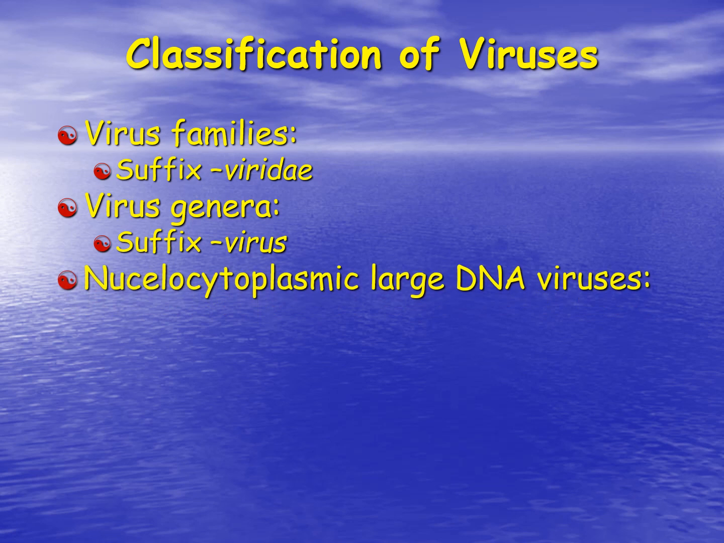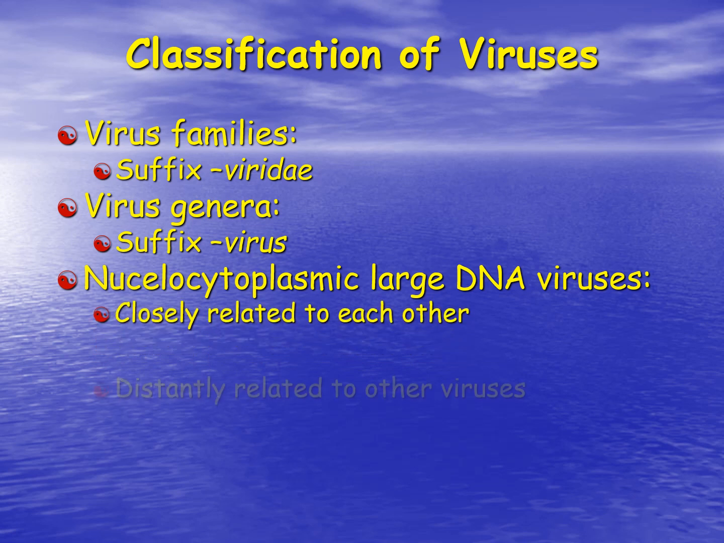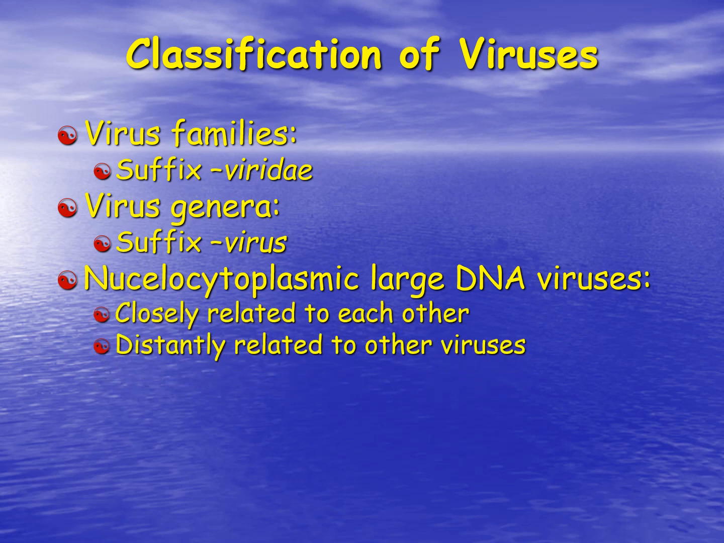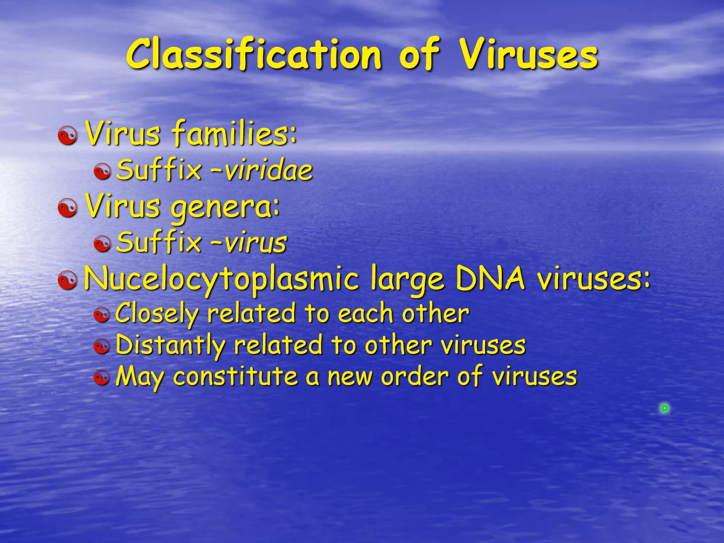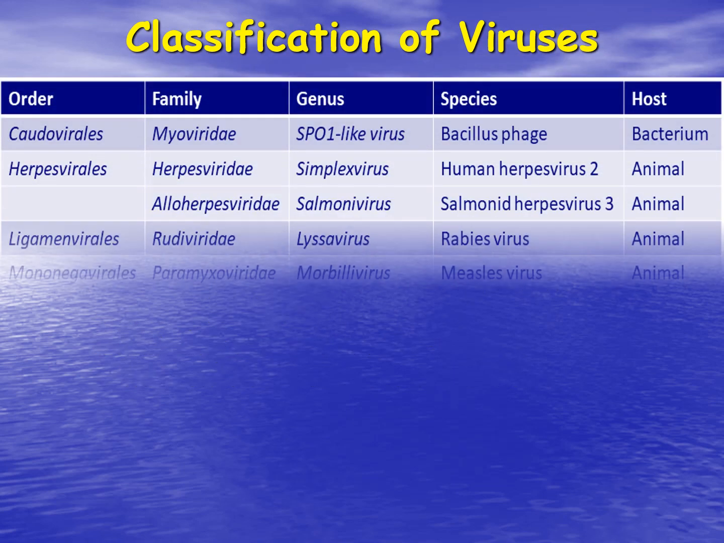Now, there is a group of nucleocytoplasmic large DNA carrying viruses that are all closely related to each other, but actually distantly related to other viruses. And this may actually constitute a new order of viruses. And we're not going to really spend a lot of time with these nucleocytoplasmic viruses simply because we don't know a lot about them even at this point in time.